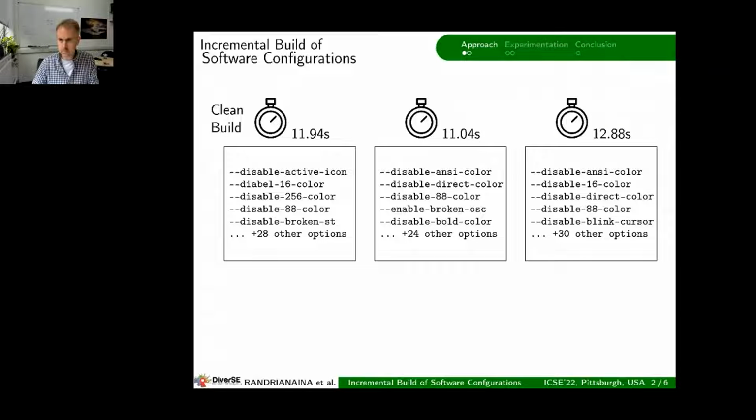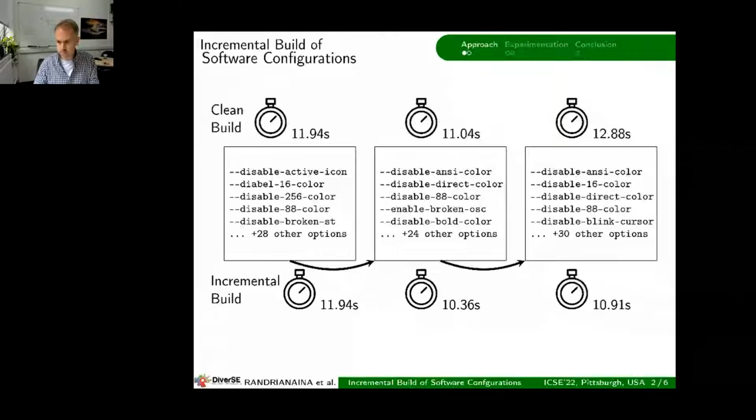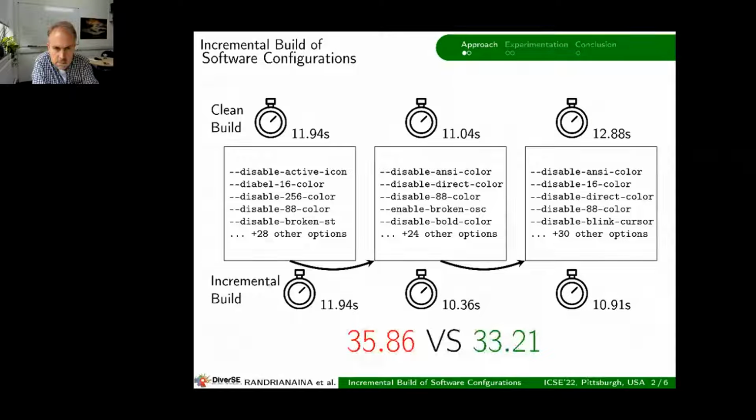But what we want to propose for software configuration is to incrementally build them. So we build the configurations one after another without cleaning and letting the build system reuse the artifacts of the previous builds. And here in this example, for instance, we can gain 2 seconds by doing so. And we wanted to explore this idea even more.